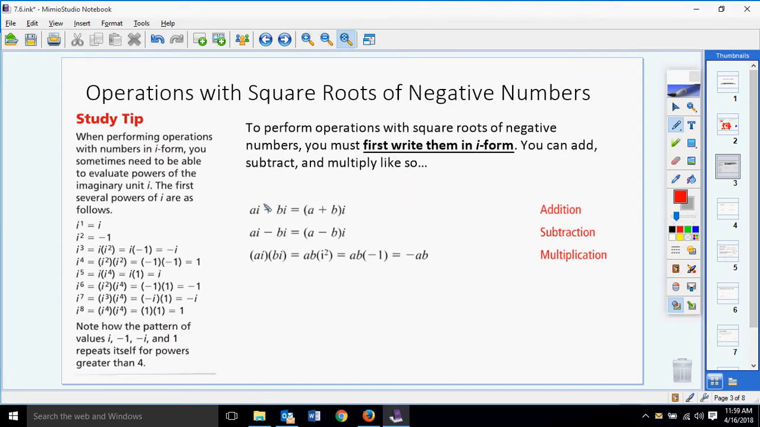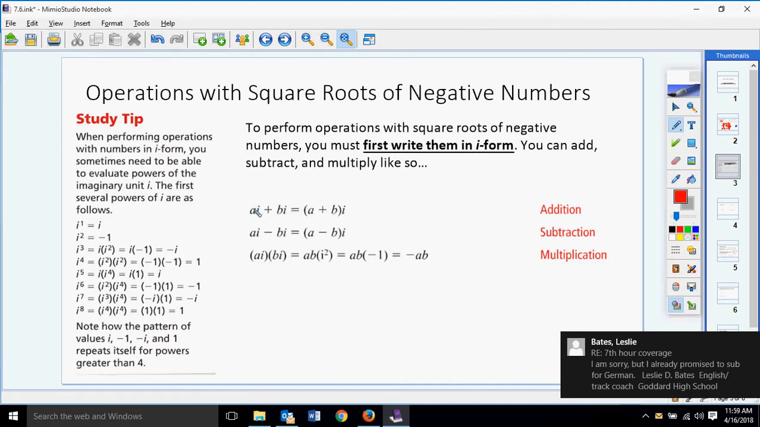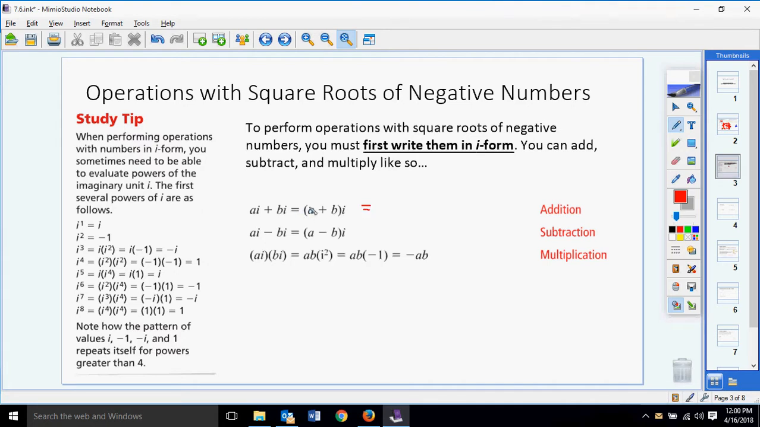So let's say we have an AI plus BI, which means I'm going to add my A with my B and keep the I there. It's kind of like combining like terms. So for instance, when I had a 7x plus a 3x, these were like terms and they combined to be 10x. So the same thing here, if I have a 7i plus a 2i, I'm going to add the 7 with the 2 and get 9 and keep the I there. Same thing for subtraction.